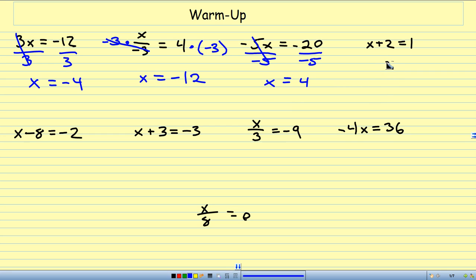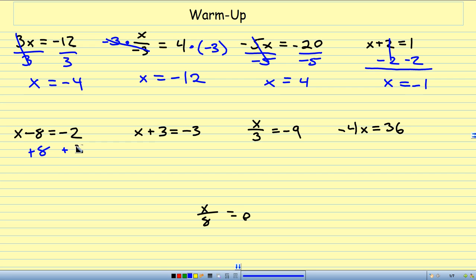I got x plus 2 equals 1. Subtract 2 from both sides. Minus 2, minus 2. That cancels out. x equals negative 1.